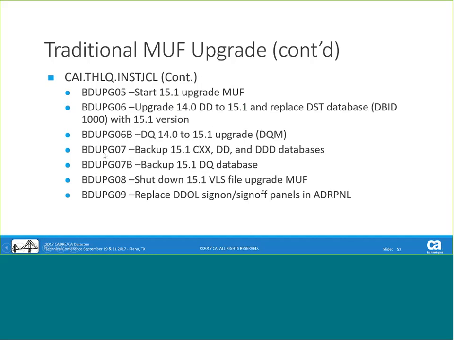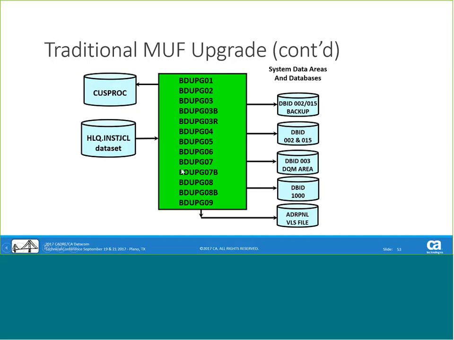Here are the steps, 06, etc. B, 7 is the backups, 8 shuts it down, and it's also the VLS file upgrades, which adds the sign-on panels to the VLS files, etc. Oh, I'm sorry, it shuts down the MUF, and then we have the VLS upgrade. So here they are in total. As I said, to run all of these members, the JCL's already been tailored, and you're just submitting and executing them. It's very quick, a matter of 5 to 10 minutes. That's it.